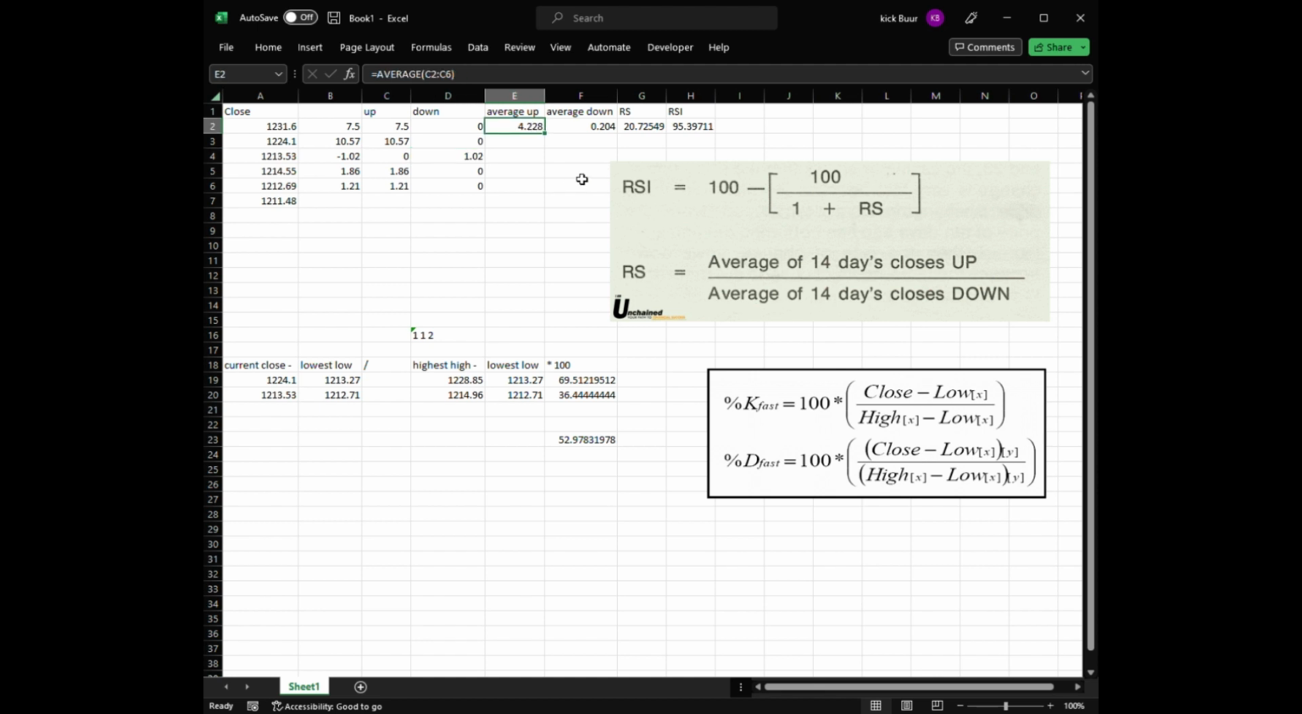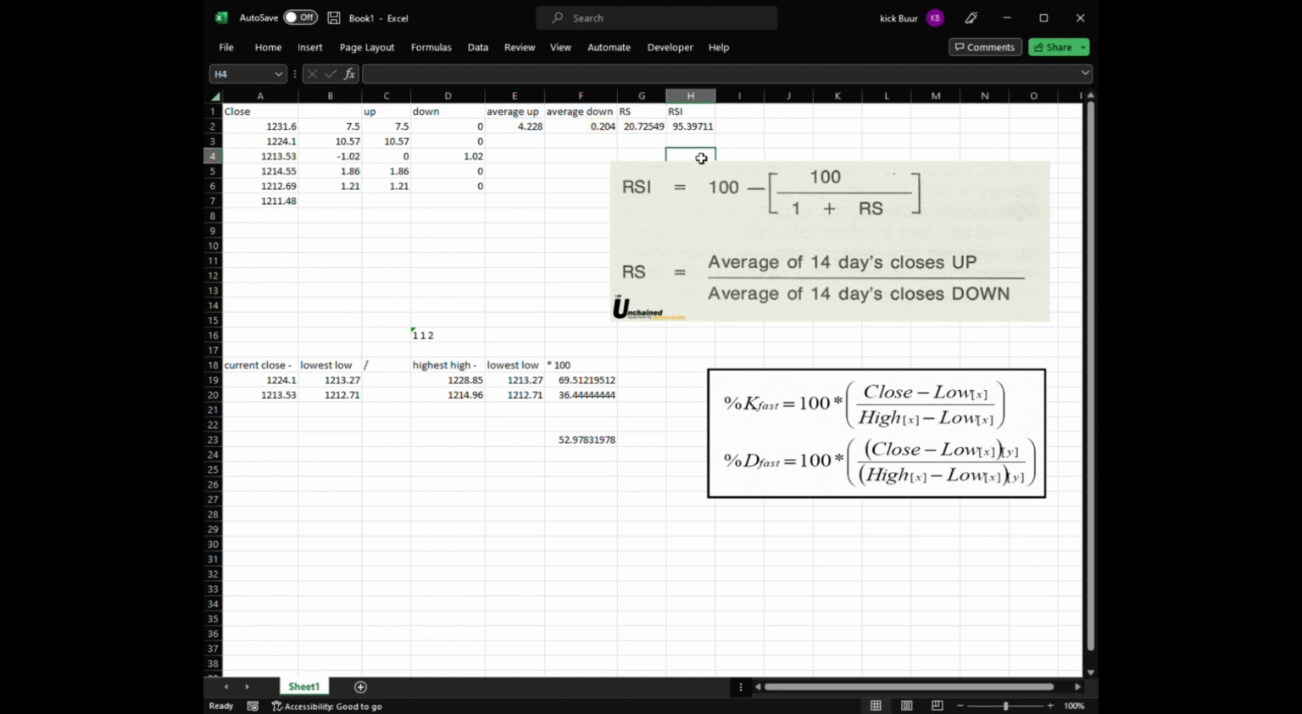So now this is the average of everything in the upside, which comes to 4.228, and this is the average of everything in the downside. It is, of course, everything combined divided by 5. You might wonder why it is that low. Well, it's because it's the average. Now we need the relative strength, which is just the average up divided by the average down. So now you have a relative strength.